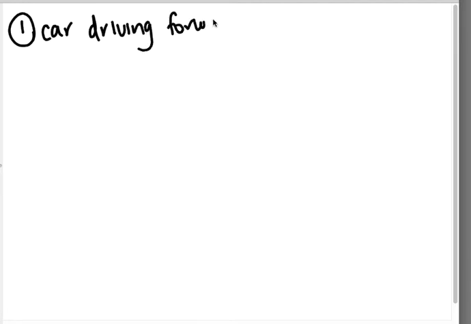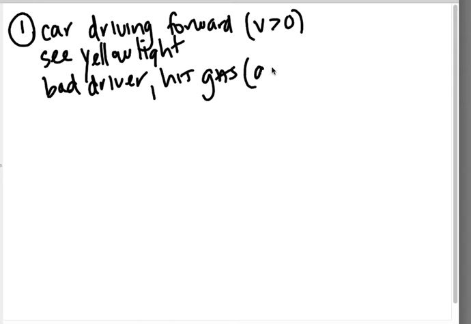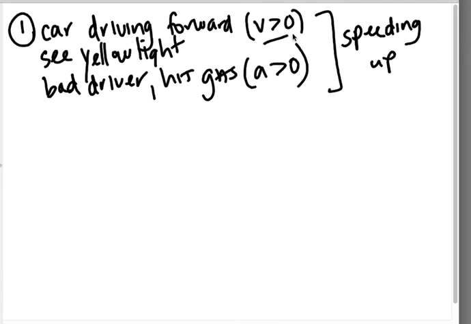Scenario 1, I'm in a car and I'm driving forward, which means that my velocity is positive, right? I see a yellow light, and I'm a bad driver, so I hit the gas. Now, hitting the gas is saying that my acceleration is also positive. I am absolutely speeding up as I approach that light, right? So my velocity was positive, my acceleration was positive, and I'm absolutely speeding up.